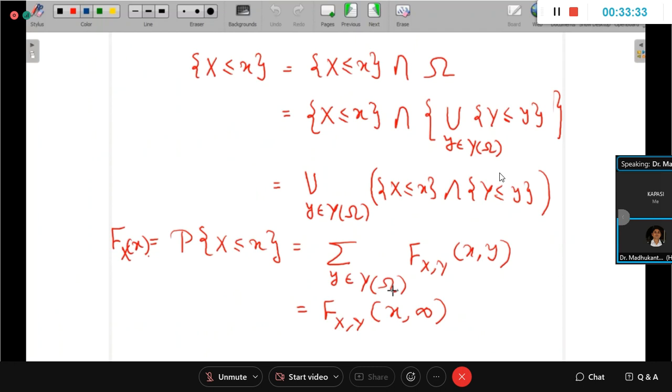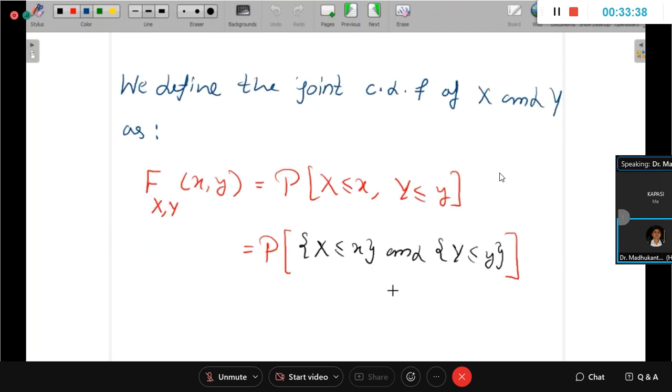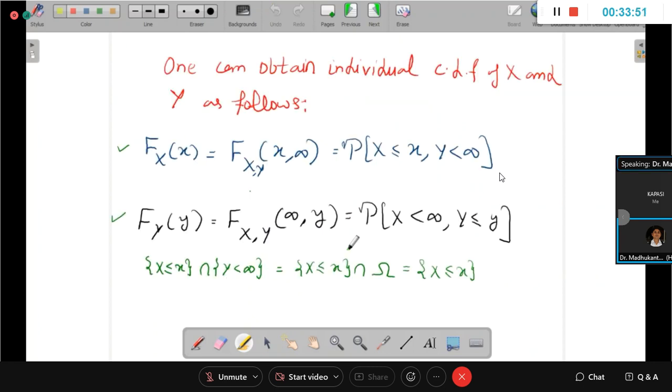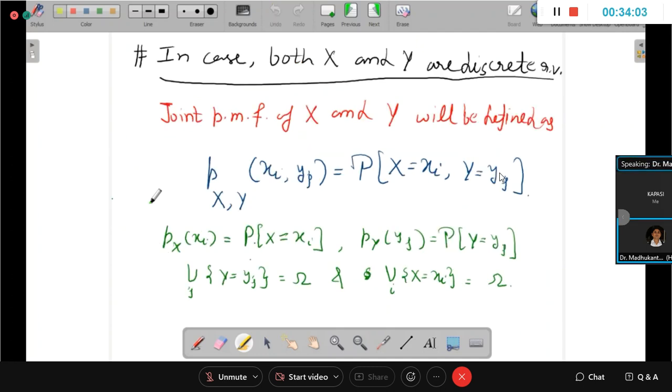Now we have written this. Okay, fine. So I don't want to go further with this. So we define the joint CDF of x and y as follows. We have already defined this. Now one can obtain the individual CDF of x and y as follows. That we have just now made clear. Now let's try to understand.